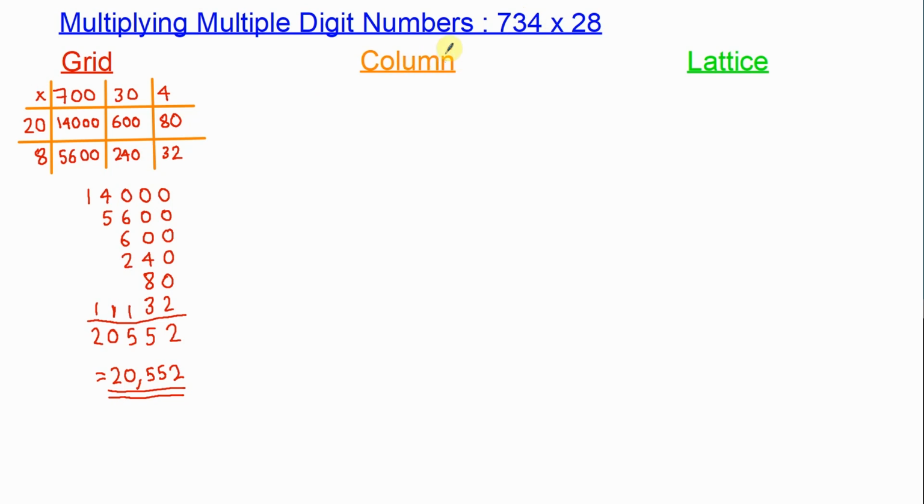We're going to use what's known as the column method. And this is by far the most common way of multiplying that most people learn. So, spacing my numbers out nicely, I'm going to do 734 times 28.